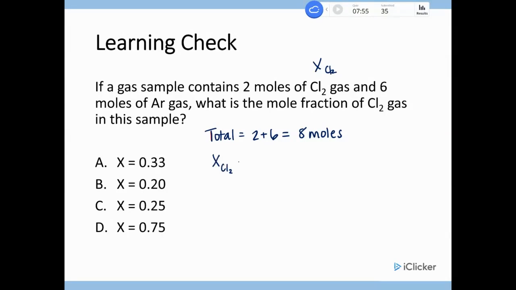So the mole fraction of Cl2 is 2 moles of Cl2. That's what's present. And then we have 8 moles total. So this is 1/4 or 0.25. So that will be C. Now notice we don't have units for mole fraction. So capital X doesn't have any units because we're taking moles divided by moles. So no units for mole fractions.